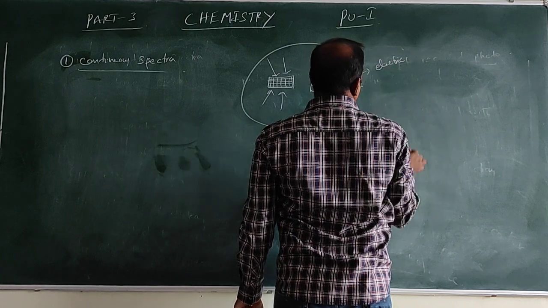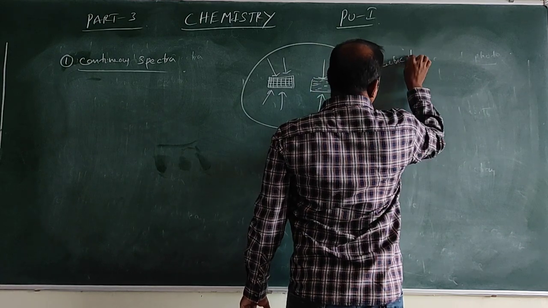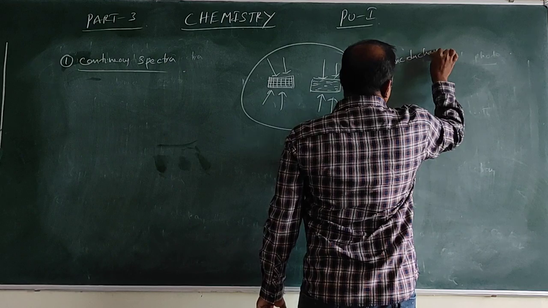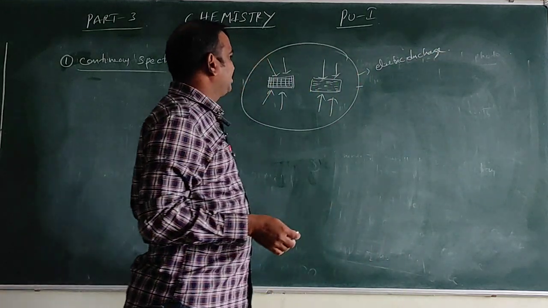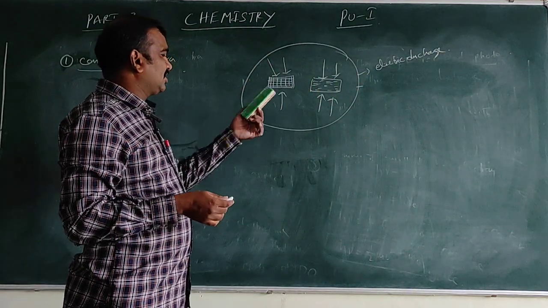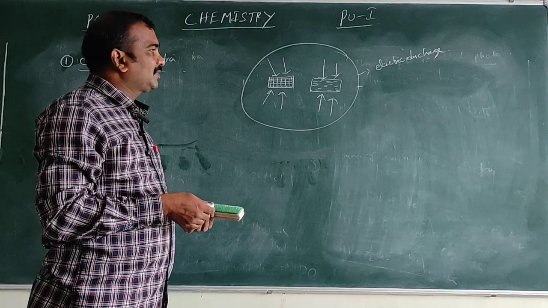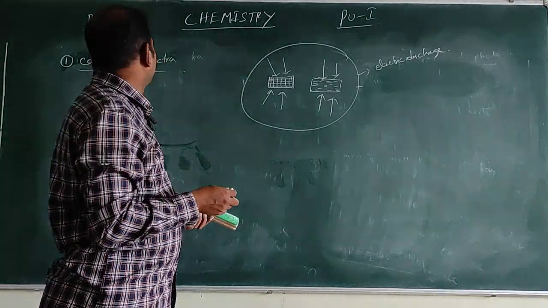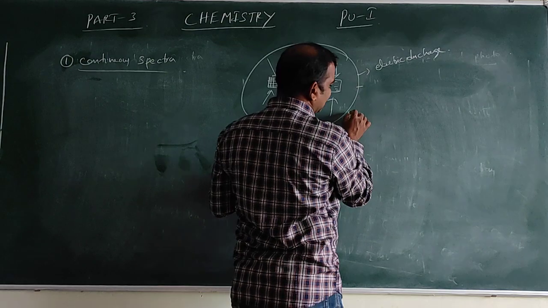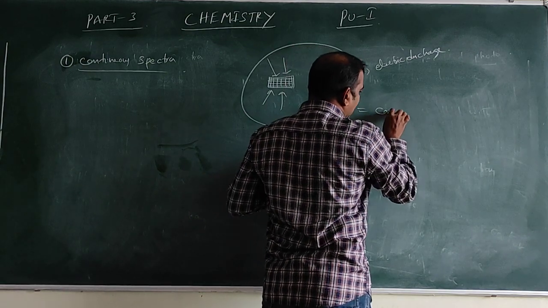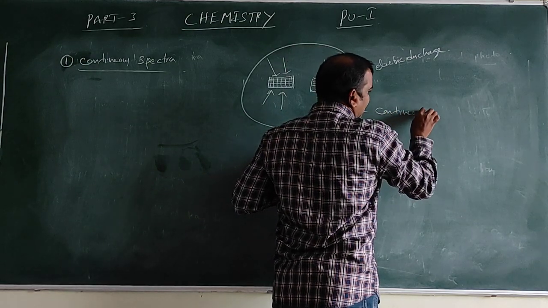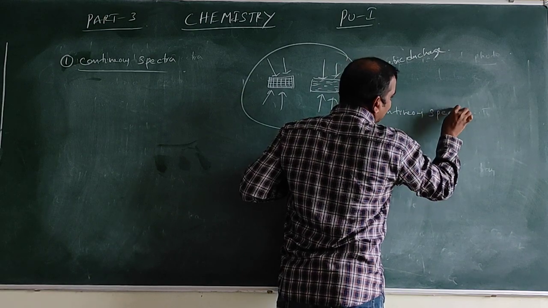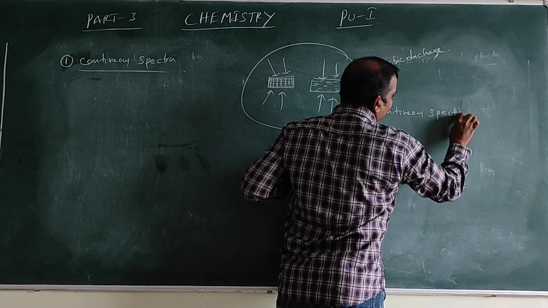Electricity is passed through it. Electric discharge. One can write it as electric discharge. So when a liquid or solid is subjected to electric discharge, a continuous spectrum is formed. Why is this continuous spectrum formed?